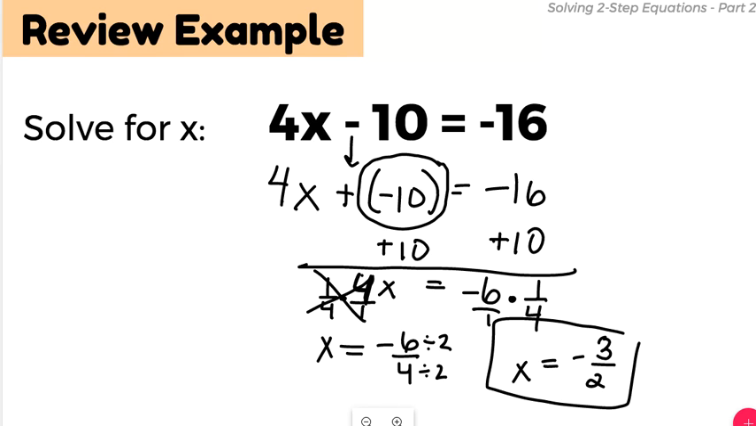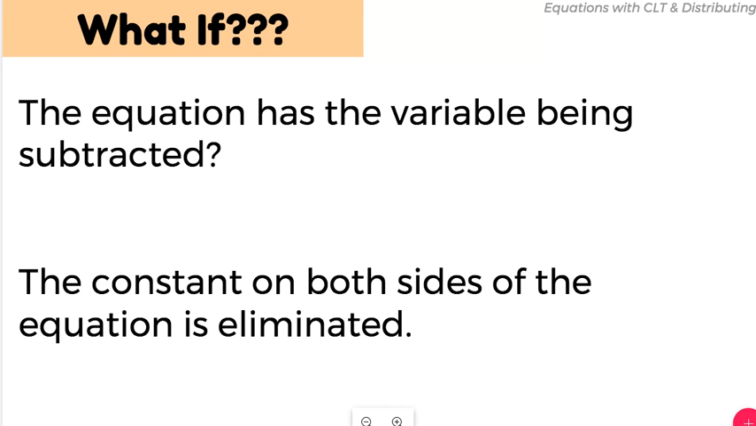All right, and then checking your answer. Again, that's something that I suggest you do, but it's up to you. Okay, two things are going to happen in our notes today. The first, what if the equation has the variable being subtracted? Here's what that means. This is the type of equation I'm talking about.